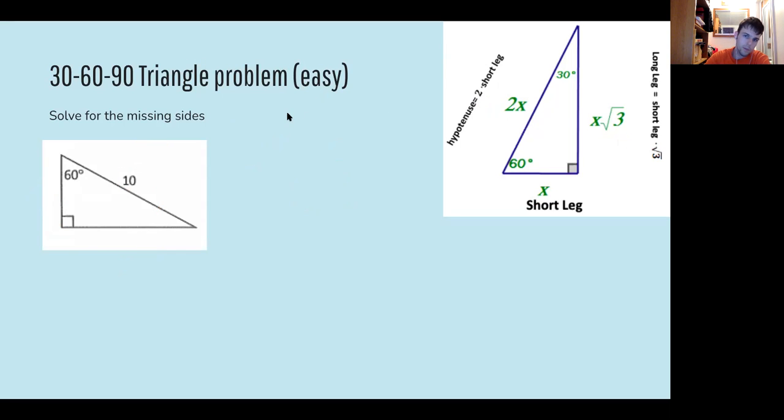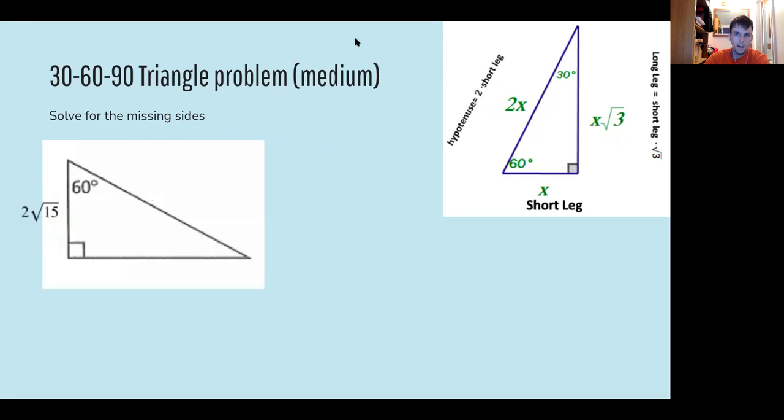Next one is going to be a little bit harder. All right, so on this one, we are given the short leg. This is our short leg. It's across from the 30-degree angle. It's the shortest side. That's our x. So the hypotenuse is the 2x, and the long leg is the x root 3. Well, if we know the x, then we can just use that to find these other ones pretty directly. The only thing that makes this difficult is working with this radical.